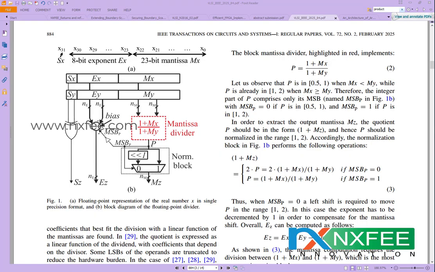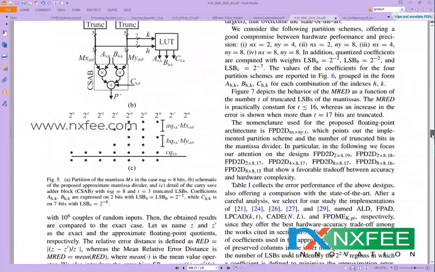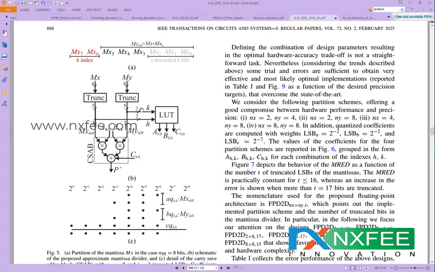So why do we choose this LUT? The LUT reduces the number of multipliers, the number of partial product based reductions, and the number of subtractors and iterative loops compared to other existing traditional designs. Here the mantissa divider is given a separate architecture for this division part. This is the division architecture.